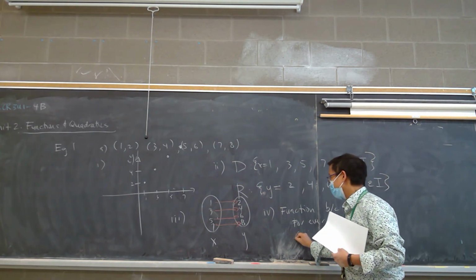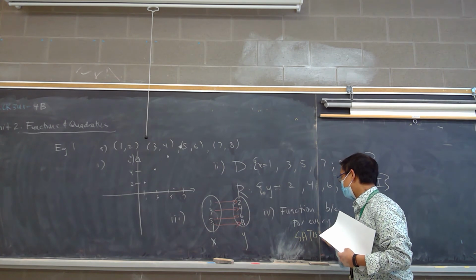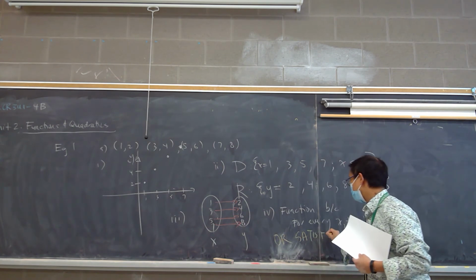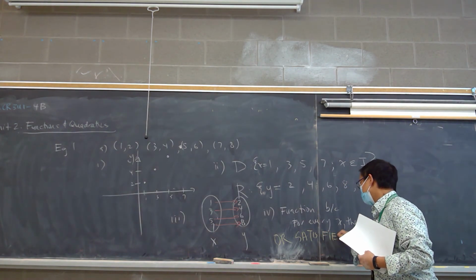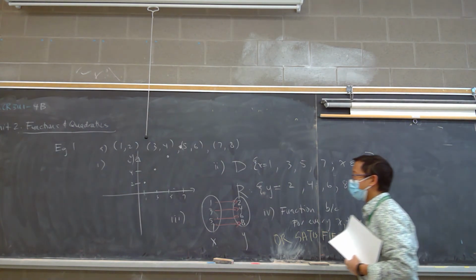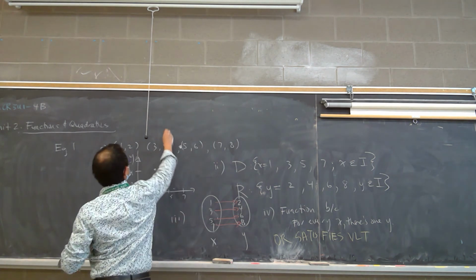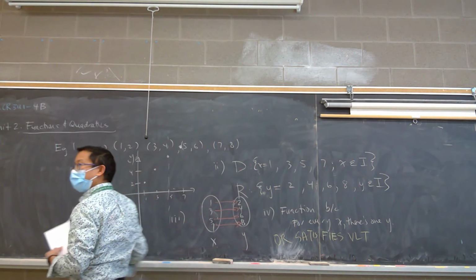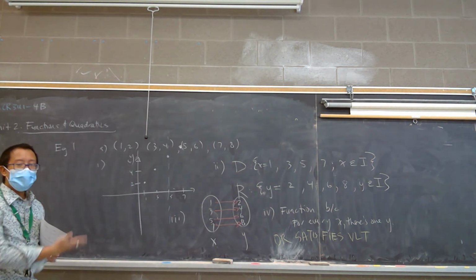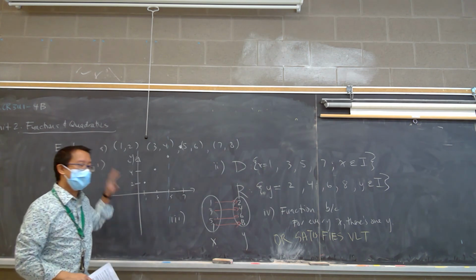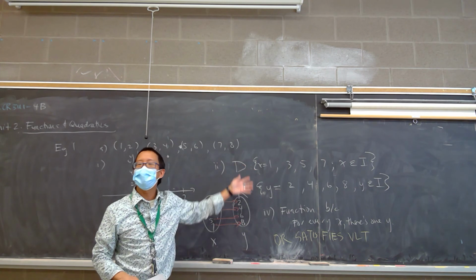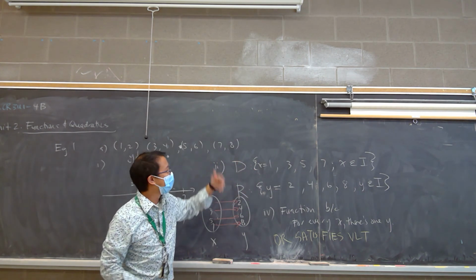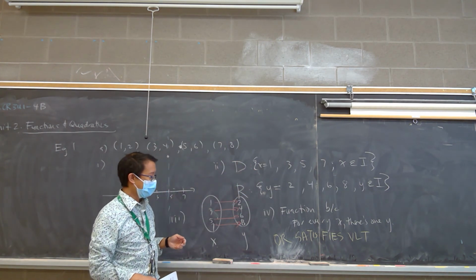Or it satisfies the VLT. Remember the vertical line thing that I did? It only passed once. Both are valid in this case, because depending if you looked at the graph, you looked at the mapping diagram, or you looked at the set notation.